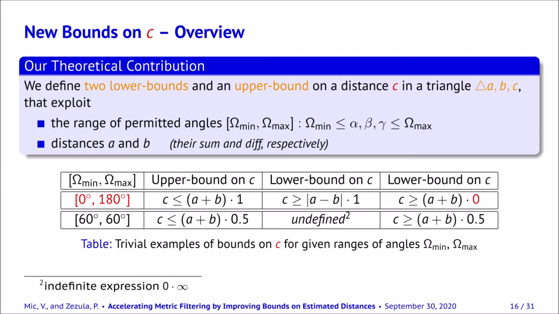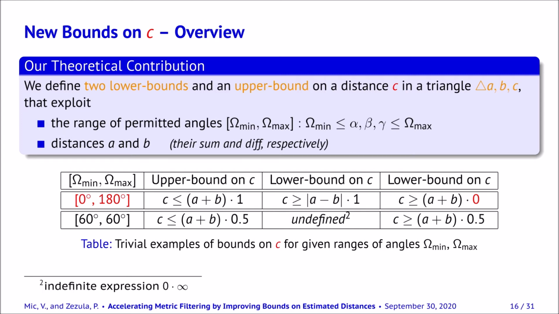Let's discuss first the trivial examples of angles limitation. If omega min is 0 and omega max is 180 degrees, then the upper bound and lower bound on C is the same as in case of pure triangle inequalities. The newly derived bound based on the sum of A and B is 0 in this case, and therefore ineffective for metric filtering.